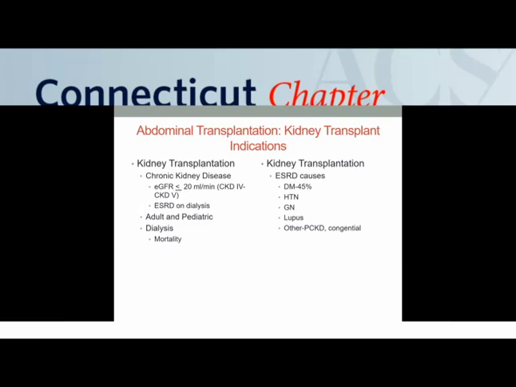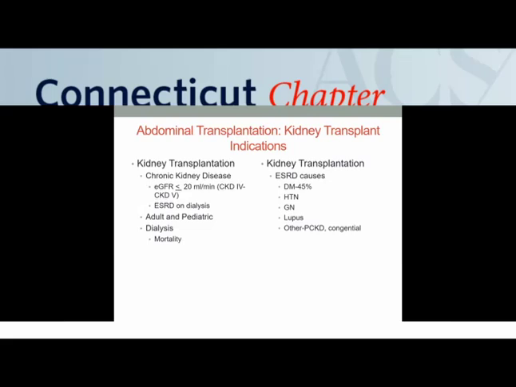Now, the causes of ESRD are pretty much as follows. Diabetes is about 45% of all adult causes of end-stage renal disease or chronic kidney disease. Hypertension is probably another 10 to 15%. Glomerulonephritis or nephropathies probably constitute 10%. Lupus is another 10%. And then there are other causes like polycystic kidney disease, which may constitute 5%.